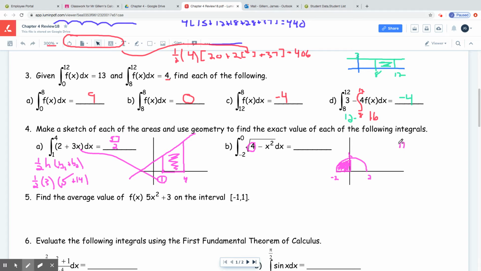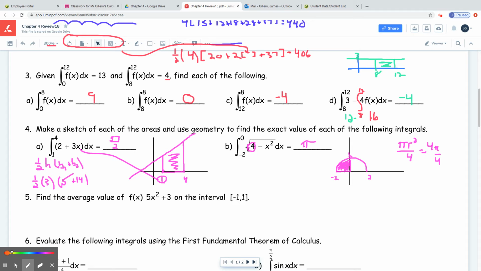So it's pi r squared over 4. The radius is the square root of that number, which is 2. 2 squared is 4. 4 pi over 4, which is just pi. All right, and that's our answer.